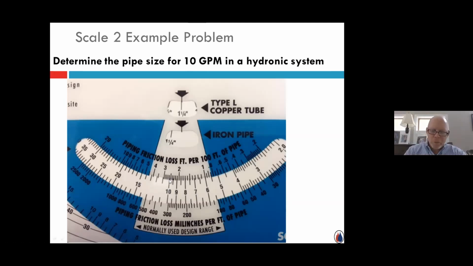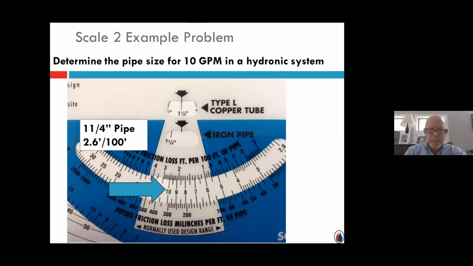And it looks like it's about 2.5, 2.6 feet of head loss for every 100 feet of pipe. So if I have a circulator and that circulator is trying to move 10 GPM in this 1.25 inch pipe, for every 100 feet of pipe, that circulator has to be able to develop at least 2.6 feet of pressure differential or head to overcome that resistance of moving 10 GPM inside that 1.25 inch pipe. That's the extent of this scale.